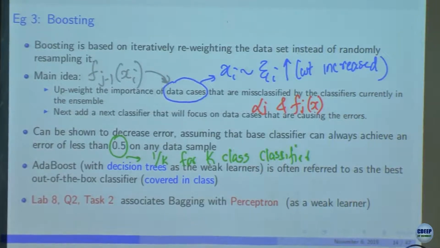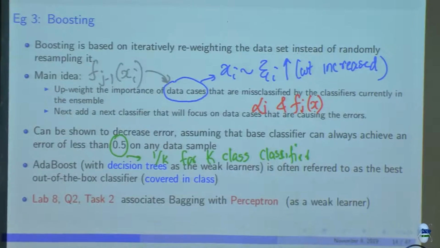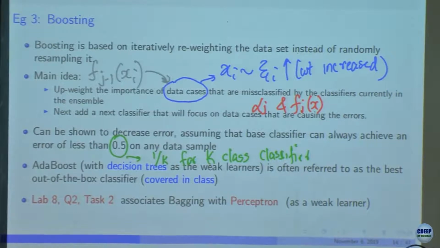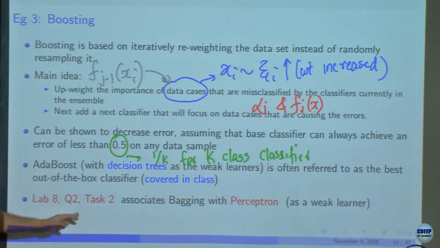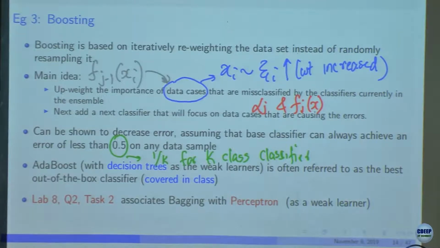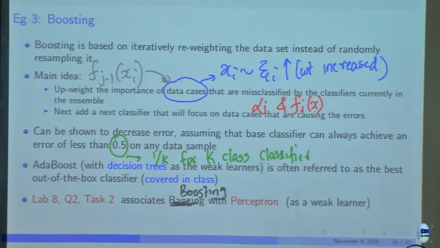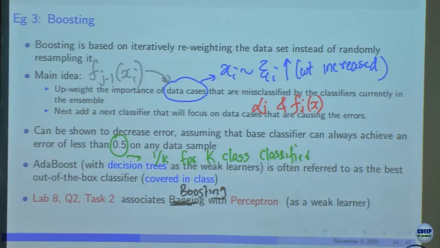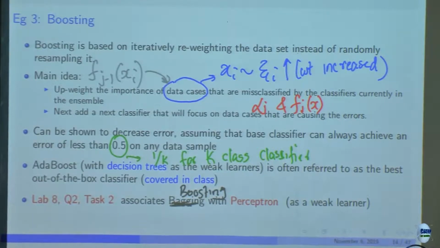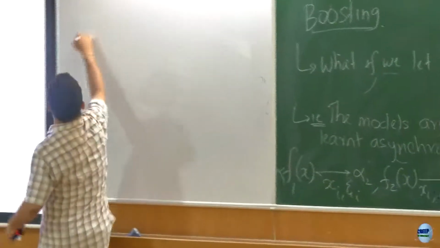And again decision trees are very favorites here. People often like to do this on decision trees because of the low bias they have. However, in lab 8 question 2 task 2 you associate boosting with perceptron as a weak learner. So this is a little bit more intuitive in terms of weighted averaging, and what I am going to do is develop one model called AdaBoost. AdaBoost is one boosting paradigm, one way by which you can determine your weights on examples and alpha j's. AdaBoost is adaptive boosting.